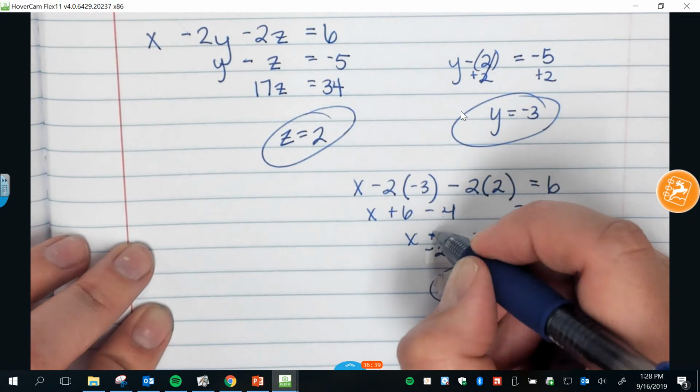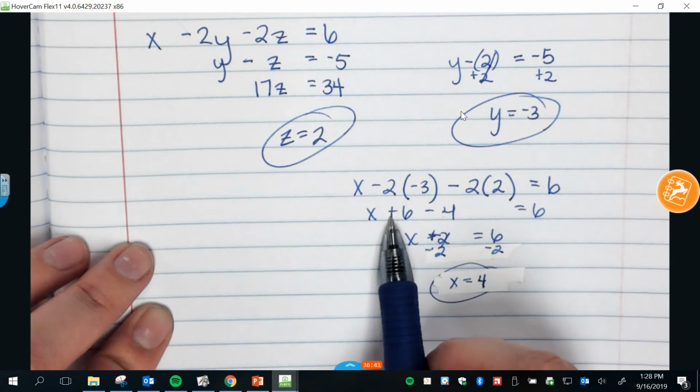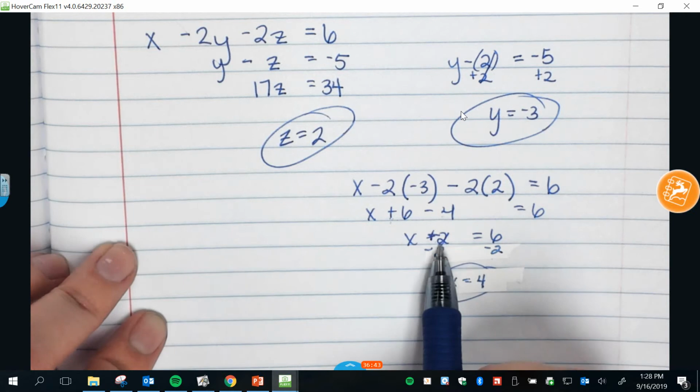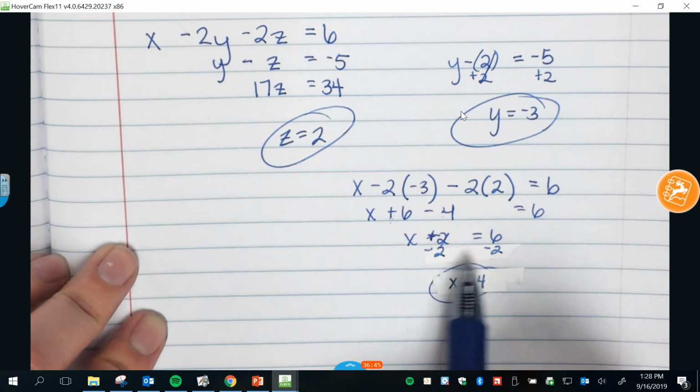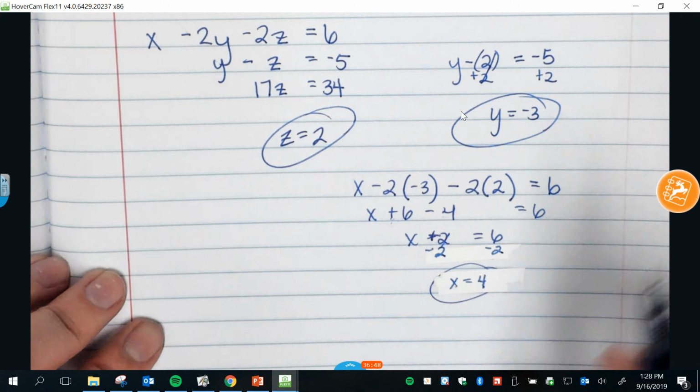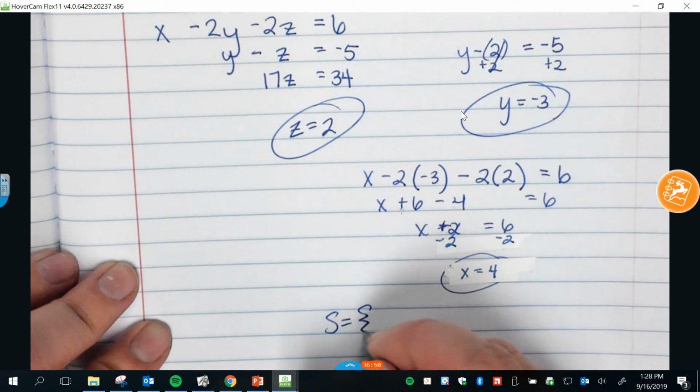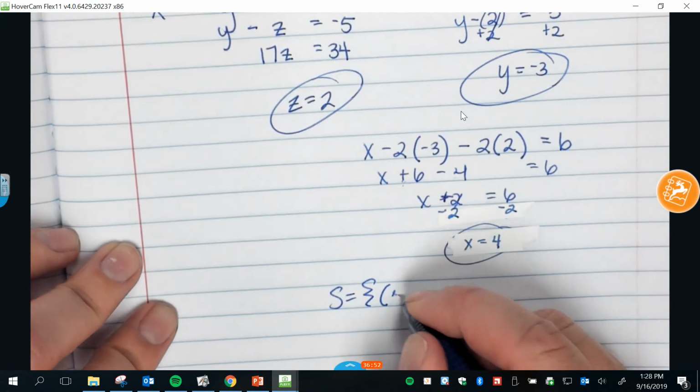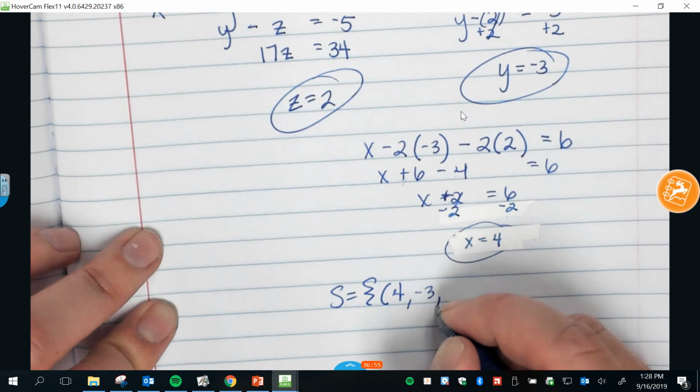So this was what the error was, I assumed 6 minus 4 was negative 2, and it's 2. So that changed that to a minus 2. 6 minus 2 is 4. Now we have our solution. X, Y, Z.